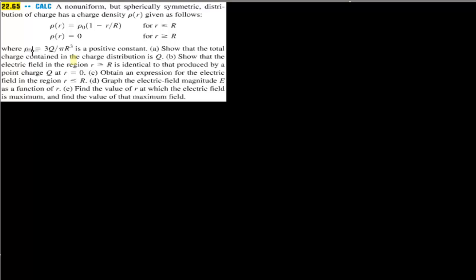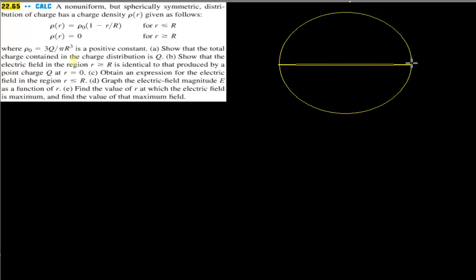Where rho sub 0 is a constant, 3Q divided by pi R cubed. And so let's draw that before we go any further. So we have here a sphere. Hopefully that looks something like it. I'm trying to make it three-dimensional here. And here's our radius of big R.